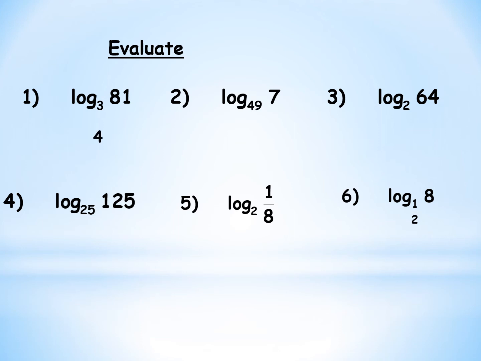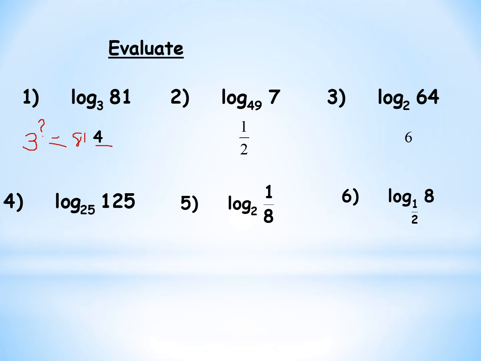All right, so basically when you're doing this, you're saying 3 raised to what power is going to give me 81. That's how you should think of this, and the answer would be 4. 49 raised to what power is going to give you 7? That would have to be 1/2, because you have to square root it.